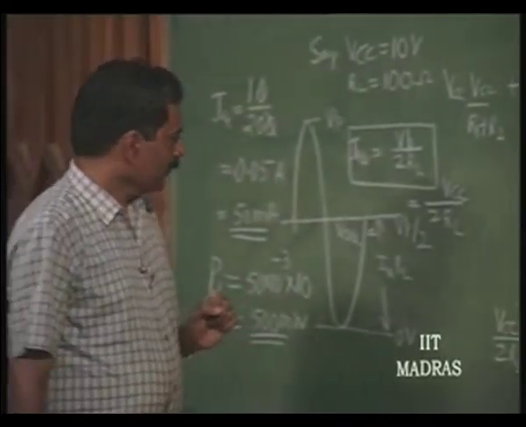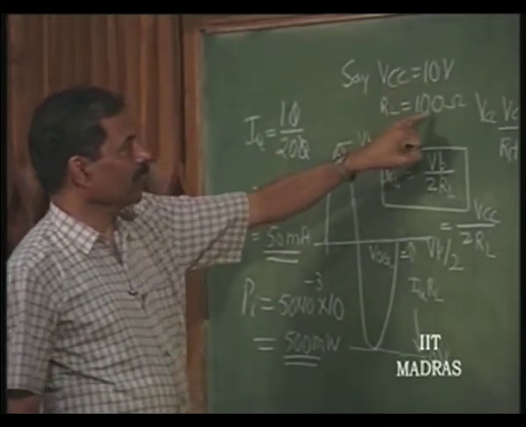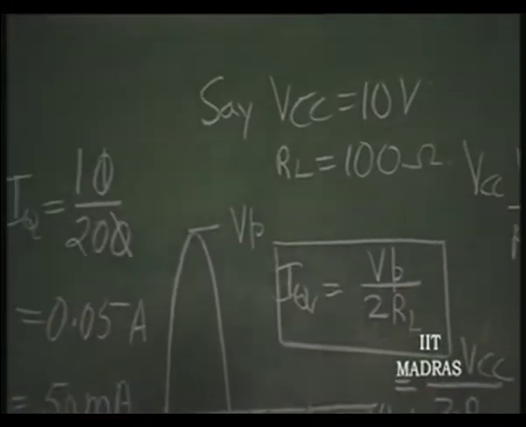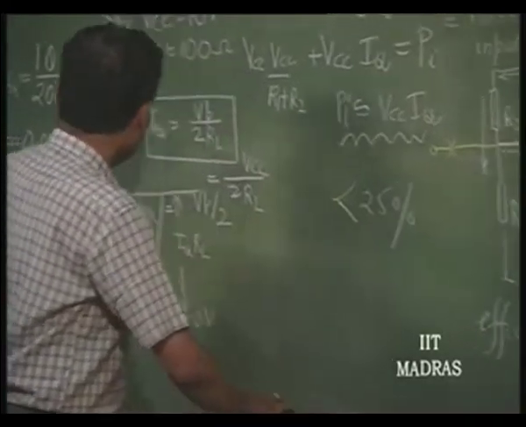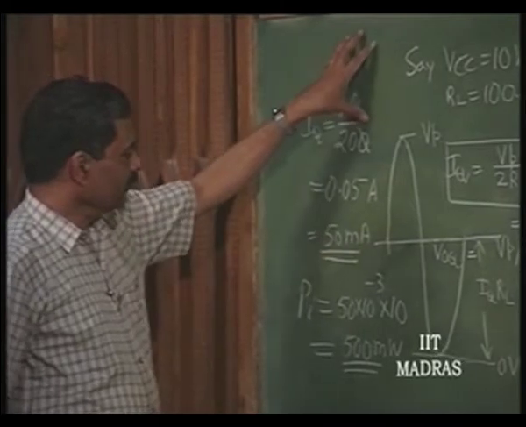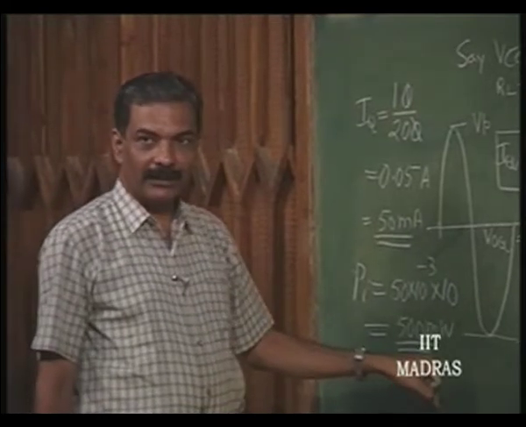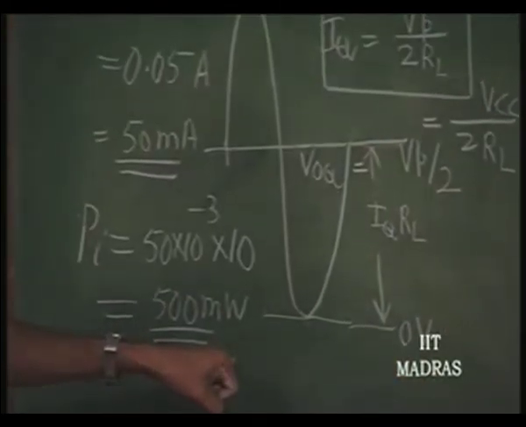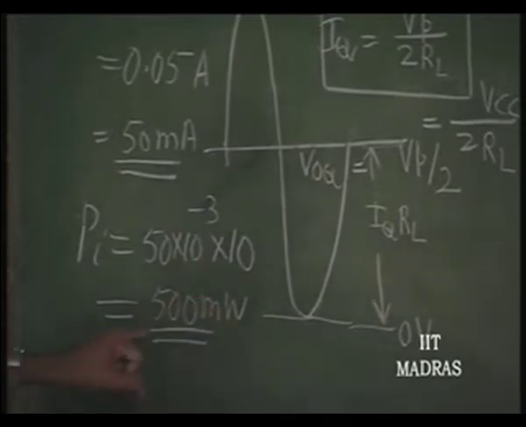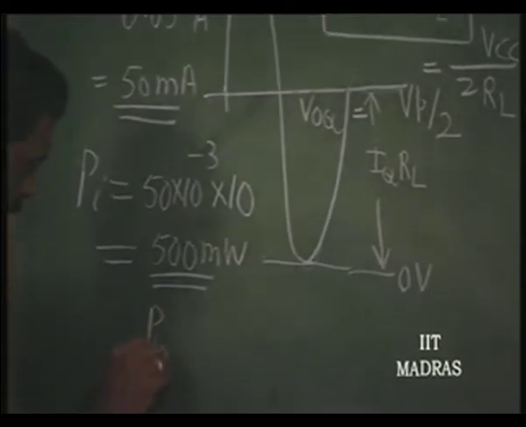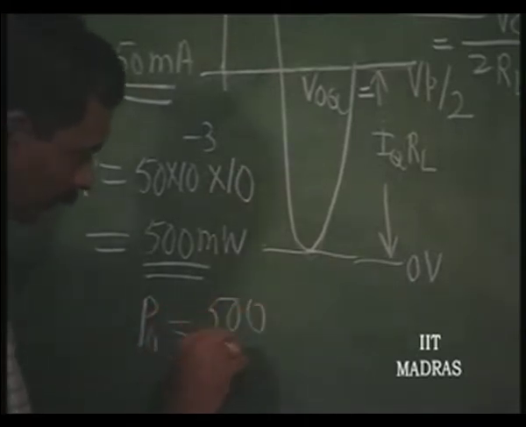Now, for this example of VCC equal to 10 volts and RL equal to 100 ohms, you have seen that 50 milliamperes is the current, and we can also find out what the power input is: 500 milliwatts. That means, from this you can only get 1/4 of this power as signal power. That means, output power could be under the best situation 1/4 of 500 milliwatts.